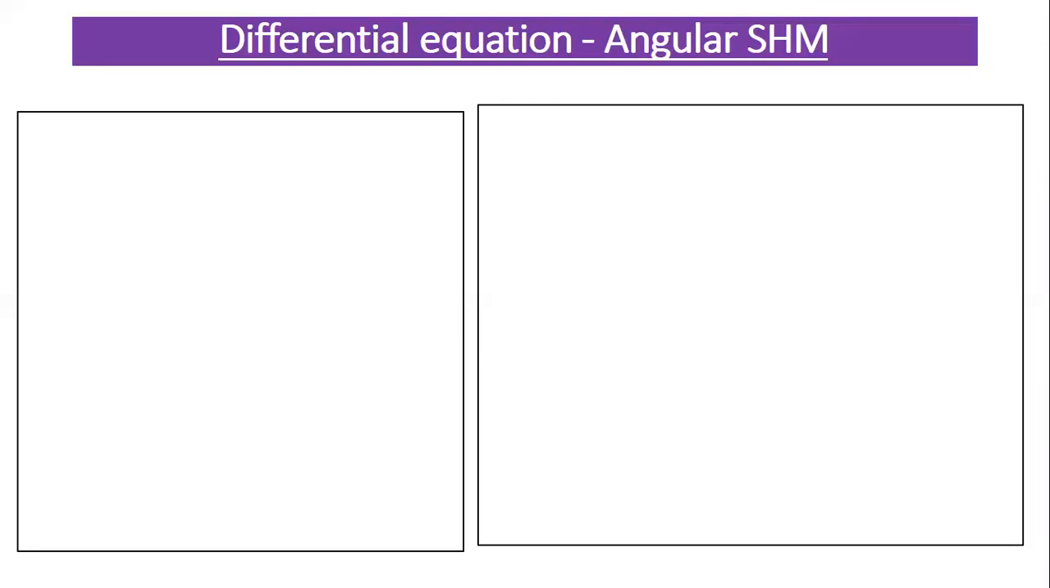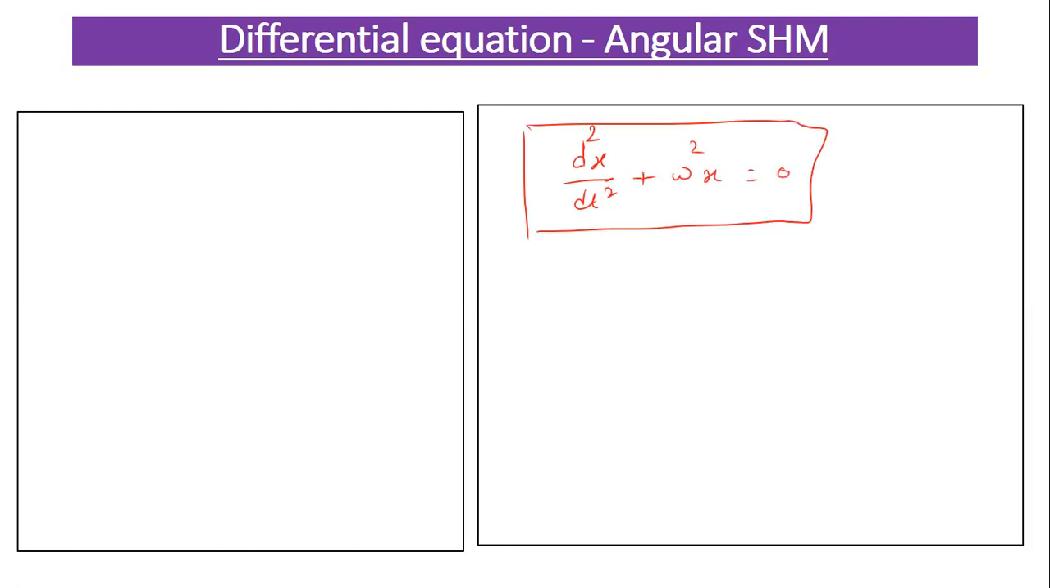Next article is differential equation of angular SHM. Before proceeding towards the differential equation of angular SHM, let me tell you, the differential equation of linear SHM is d square x by dt square plus omega square x is equal to 0. So this is the differential equation of linear SHM.